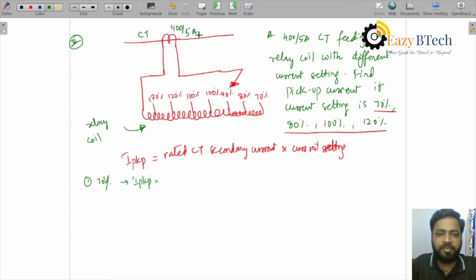Rated secondary current of the CT is 5 amperes. So rated CT secondary current, 5 amperes, multiplied by current setting. In this case, the current setting is 70%, so we can take 70 by 100. So it is 7 5s are 35, so we have 3.5 amperes here.